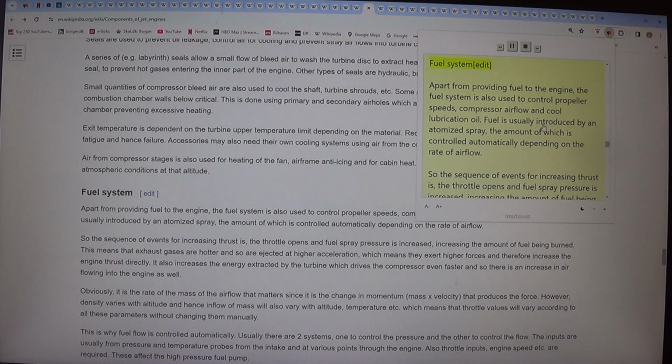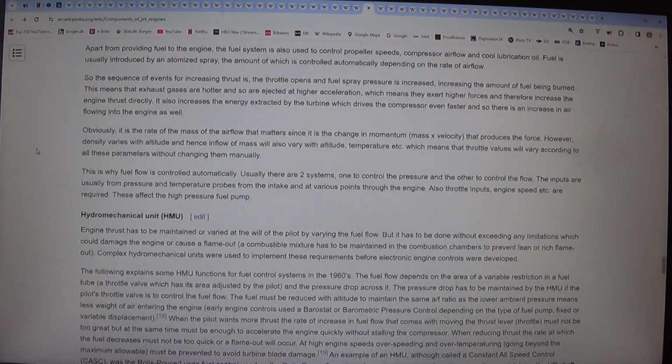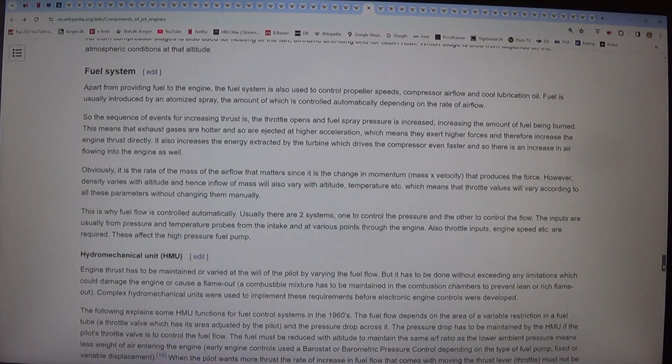Fuel system. Apart from providing fuel to the engine, the fuel system is also used to control propeller speeds, compressor airflow and cool lubrication oil. Fuel is usually introduced by an atomized spray, the amount of which is controlled automatically depending on the rate of airflow. So the sequence of events for increasing thrust is, the throttle opens and fuel spray pressure is increased, increasing the amount of fuel being burned.